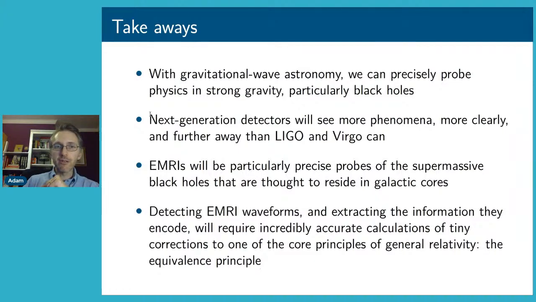Whereas with gravitational waves, with EMRIs, we're going to get an incredibly precise description of those black holes at the centers of galaxies. And tying this into the basics of Einstein's theory, in order to detect these waveforms and extract the information that they encode, we will need incredibly accurate calculations of these tiny, tiny corrections to what we think of as one of the core principles of Einstein's theory, which is the equivalence principle.